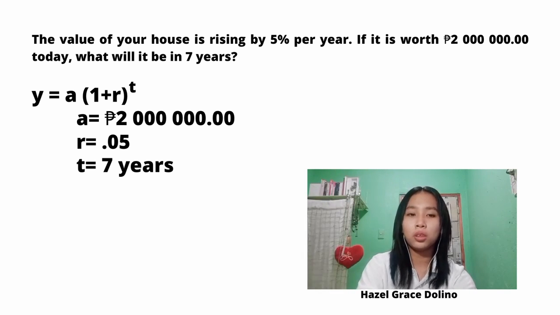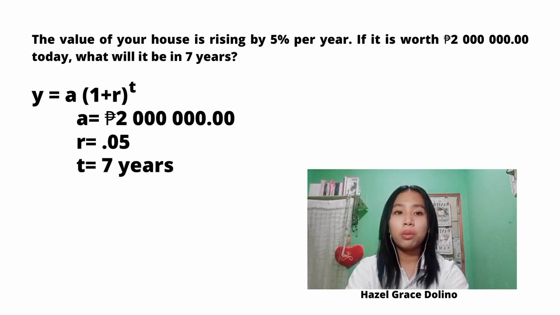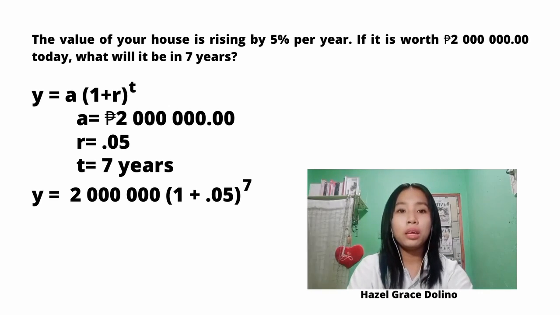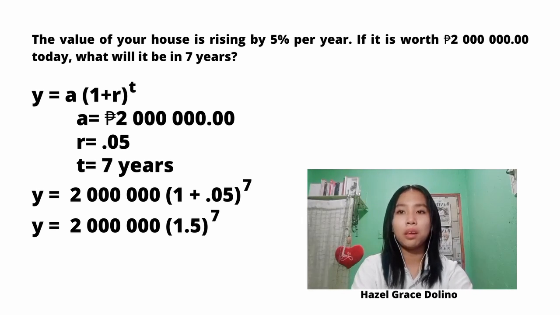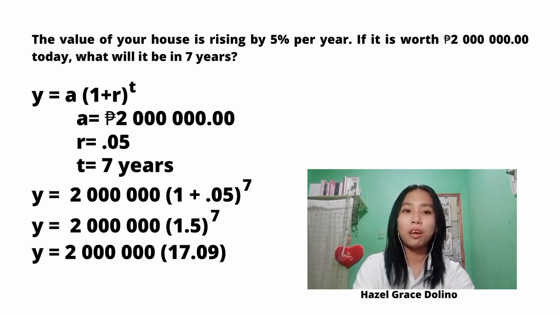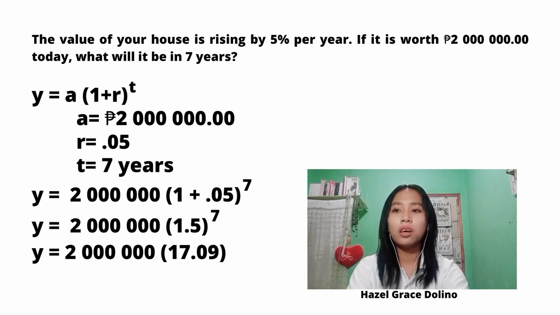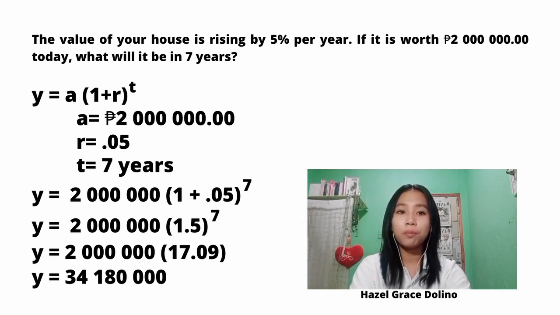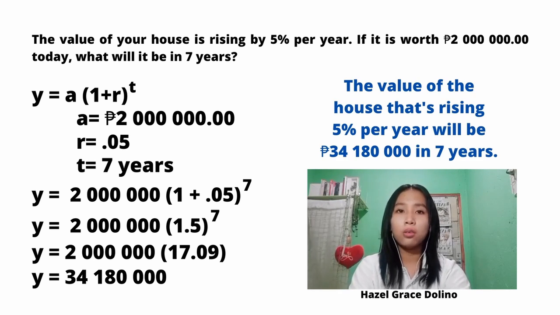So let's substitute, and let us remember, when there is a parenthesis with values inside, we evaluate the values inside the parentheses first according to mathematical rules. So 1 + 0.05 is equal to 1.5. And then applying the power rule, we get the base 1.5 and the exponent 7. So we simplify 1.5 raised to the power 7, it will become 17.09. And then we evaluate the given operation, we get y = 34,180,000. The value of the house that's rising 5% per year will be 34,180,000 pesos in 7 years.